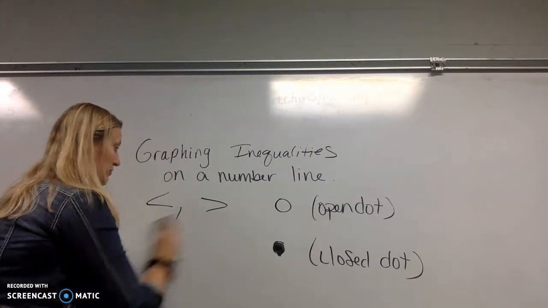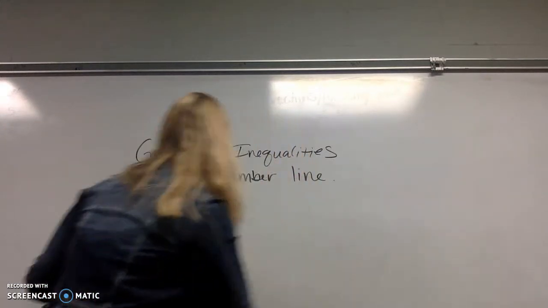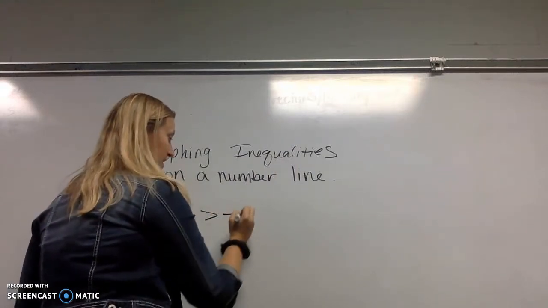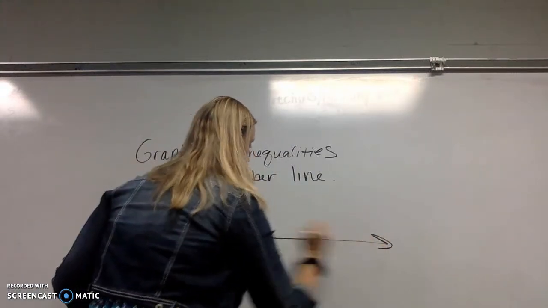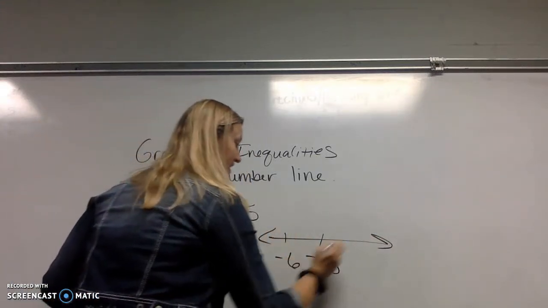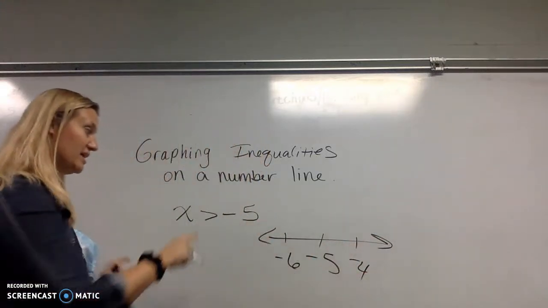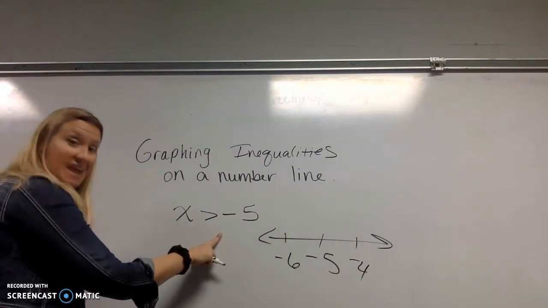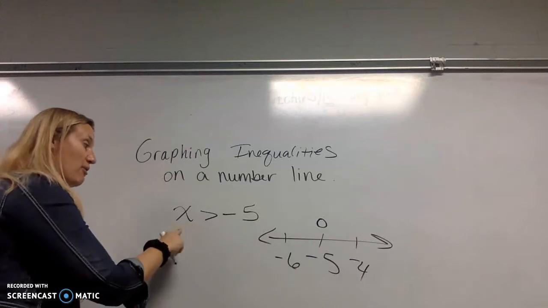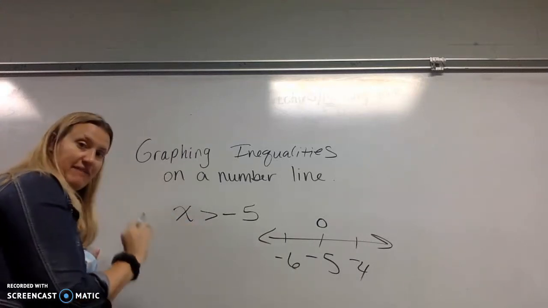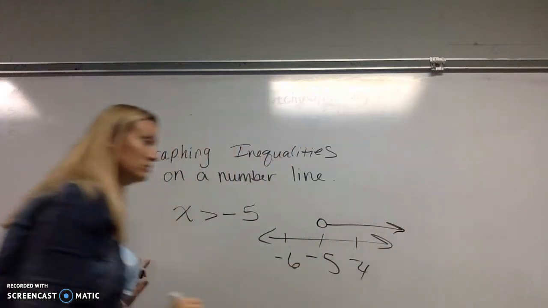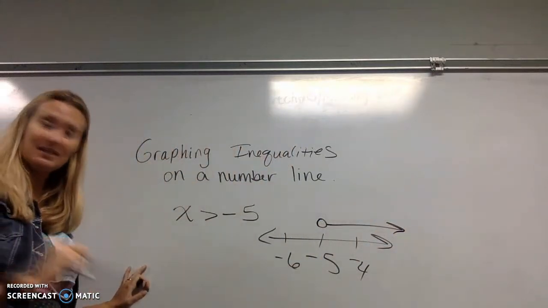Okay, let's do another one. Now let's do a greater than. So if I have x is greater than -5, really all I need is that number. You can do a number on each side if it helps you, but you don't need a whole number line. Because it's greater than and -5 is not part of the solution set, it's an open dot. Now I want all the numbers bigger than -5. Remember, bigger numbers are to the right, so I need to draw my arrow to the right. And that's it. It's done.